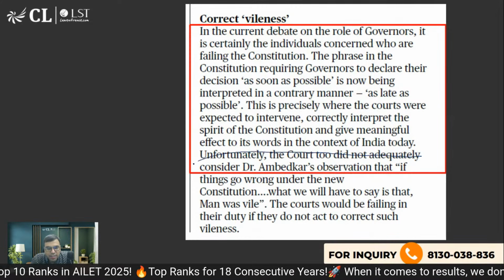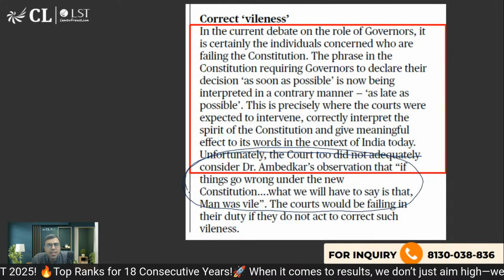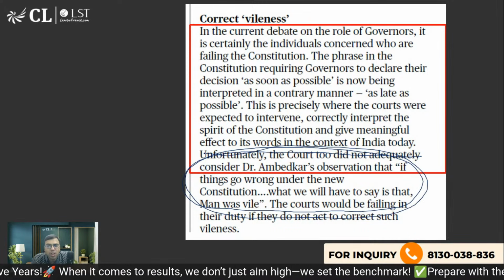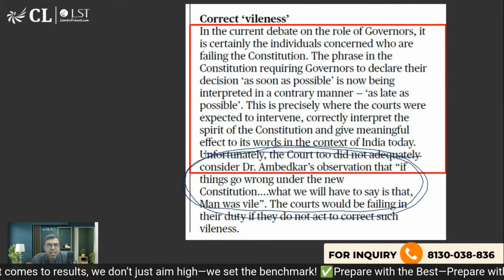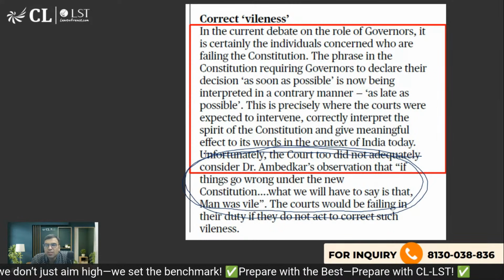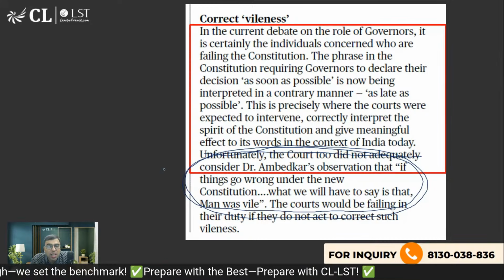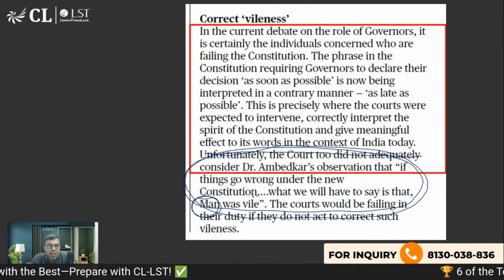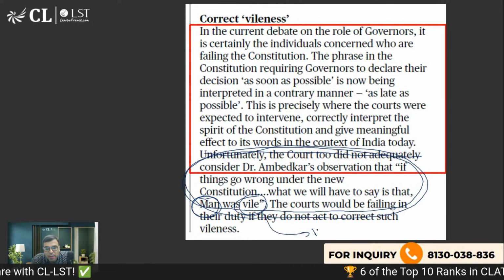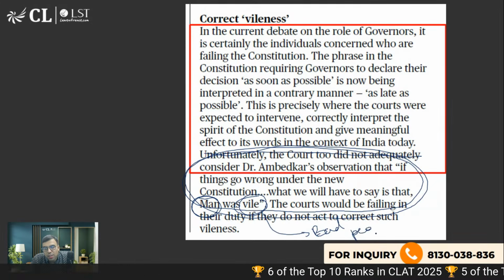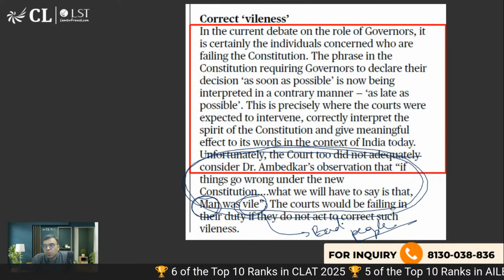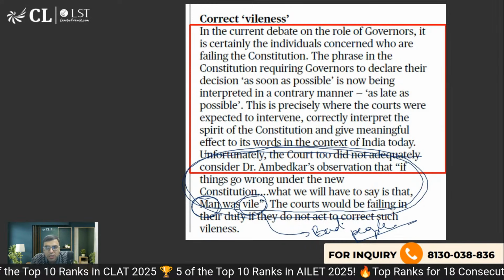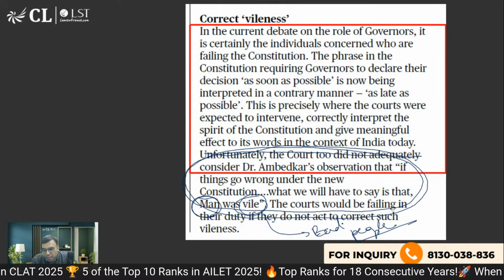Do you see this line? A passage has come on this in CLAT. Dr. Ambedkar said, if things go wrong under the new constitution, what we will say is that the man has become vile. So he wanted to say that yes, the constitution is very good. The man has become vile means those who are the constitutional post holders have become bad people. So the constitution is not bad, but those responsible for ensuring its implementation have become bad. That is what he wanted to say.